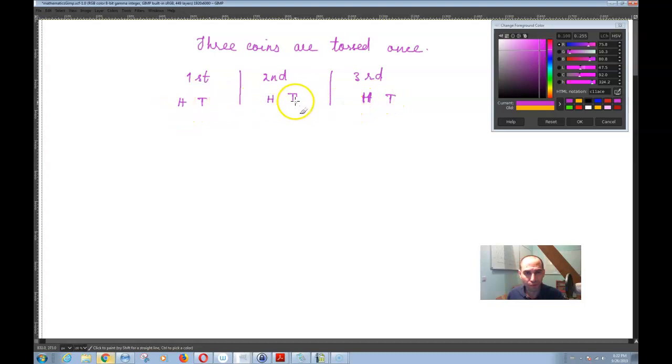Now if you want to put these 3 together, the easiest way is to put these 2 together first, and then put those together with the last one. Here you get HH, HT, TH, and TT. Now that you have these 4, you can take each of them with each of the two outcomes of the third coin, and you would get 4 times 2, which is equal to 8 different outcomes.